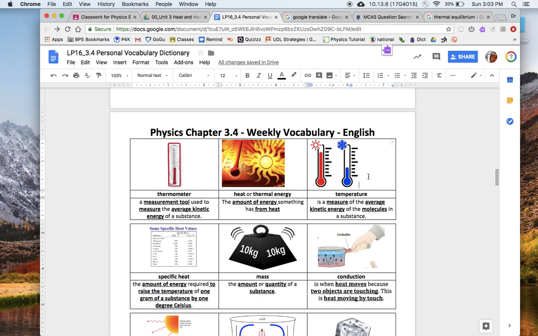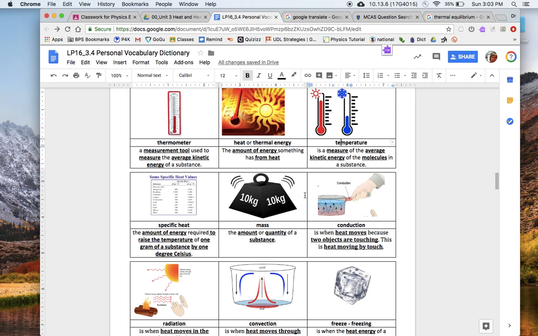Okay, the next word is temperature. Temperature is the measure of the average kinetic energy of a molecule. So thermometer and temperature are different because a thermometer is a tool, but temperature is the measurement. It's telling you how much kinetic energy a substance has.